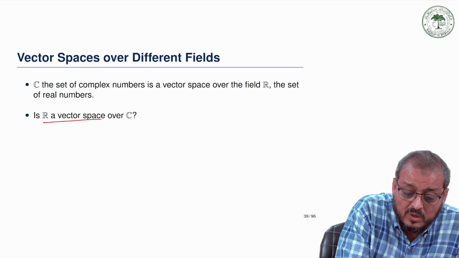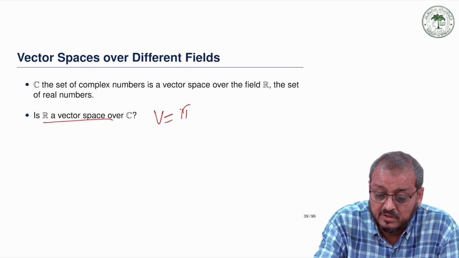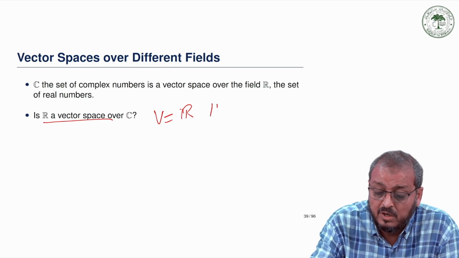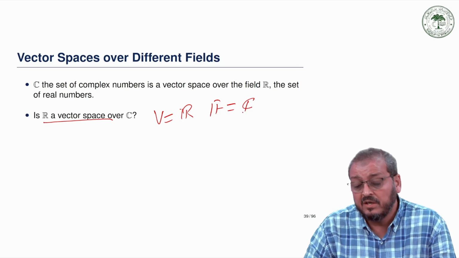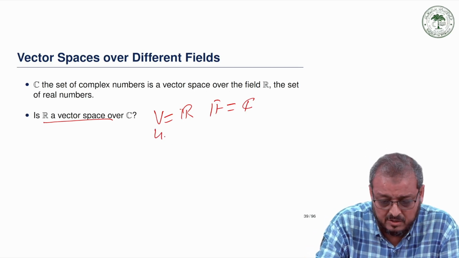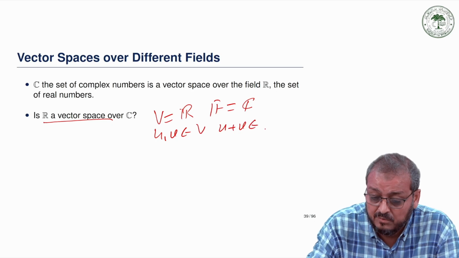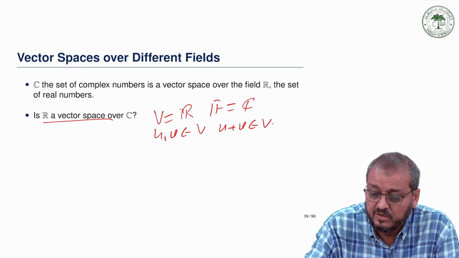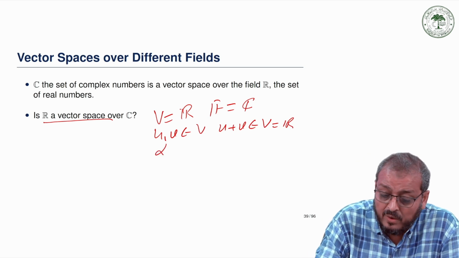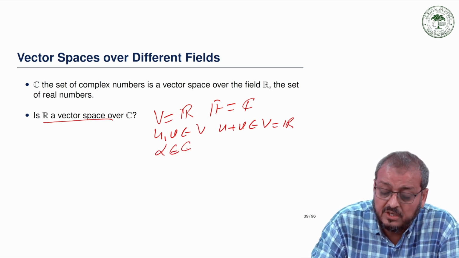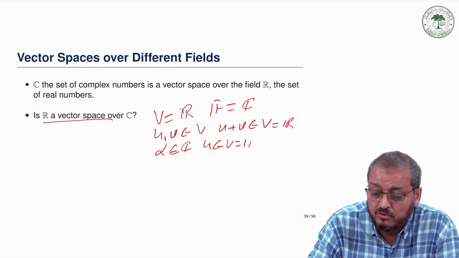Now, is R a vector space over C? This means we take V equal to R, and F equal to C. If u and v are elements of V, then u plus v is an element of V, because V is the set of real numbers, and the sum of two real numbers is again a real number. Now alpha is an element of C, and u is an element of V, where V is equal to R.